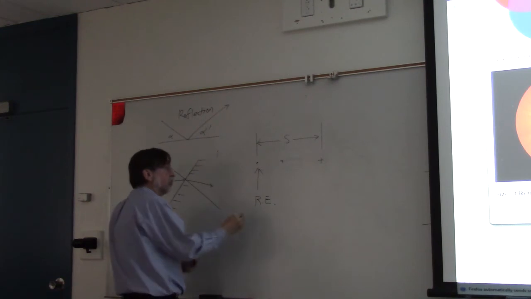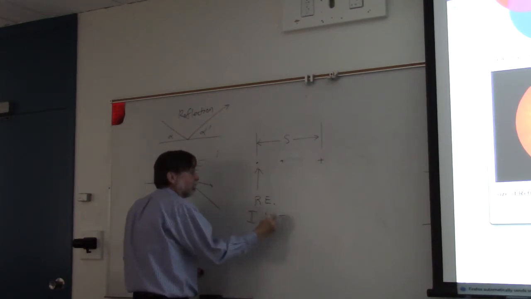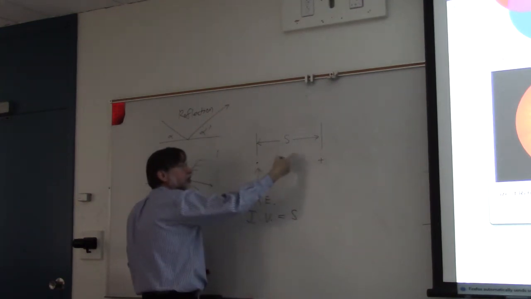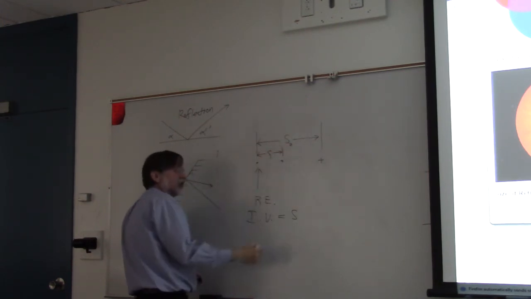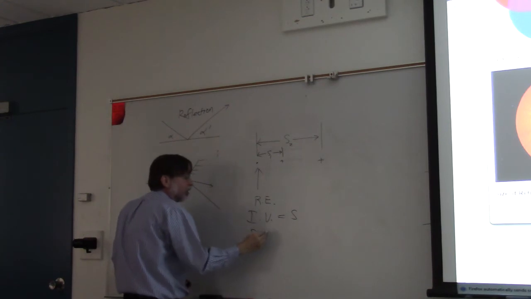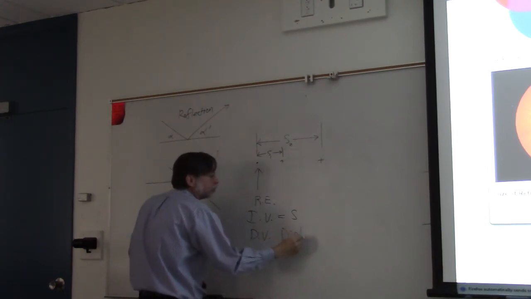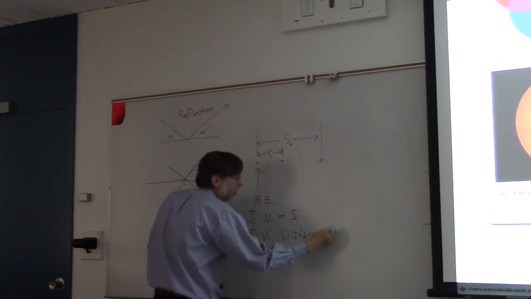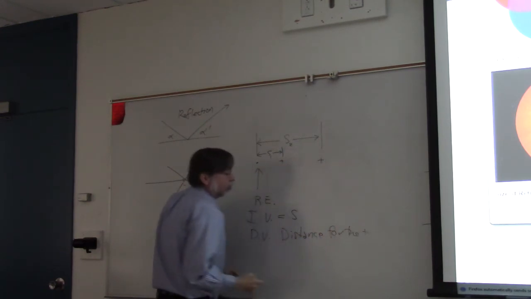So your independent variable will be S, the separation. Here's another level of S. Call that S1 and that one S2. And your dependent variable will be the distance for the plus to disappear.